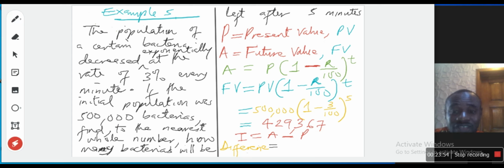We would have said 429,367 minus 500,000, because that's the amount minus principal, but that will give us a negative. So the difference is what we call absolute value. One minus the other, but what we're looking for is the numerical value, not interested in the sign, just the difference. So the difference is 500,000 minus 429,367. Did you get that?